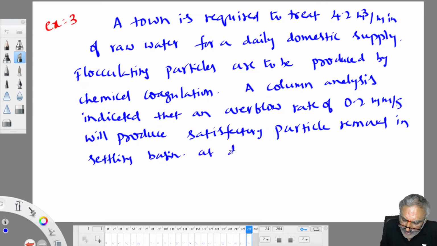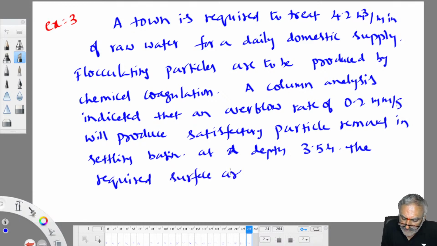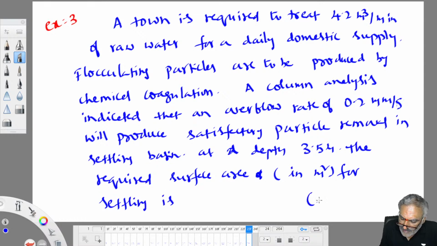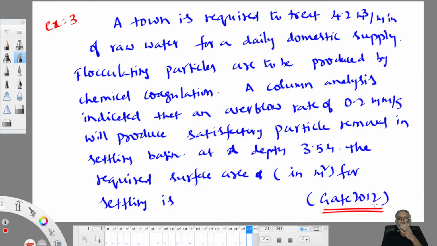At a depth of 3.5 meters, the required surface area of the settling basin, in square meters, is what? This question was asked in the GATE exam for 2 marks, GATE 2012. Come on, work it out, all of you. So simple and so easy.